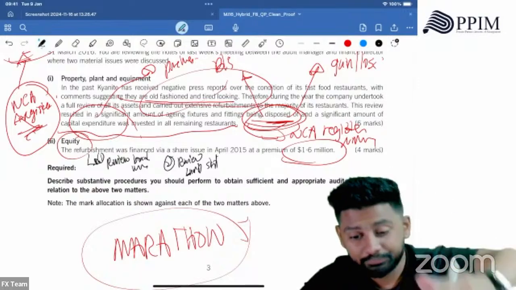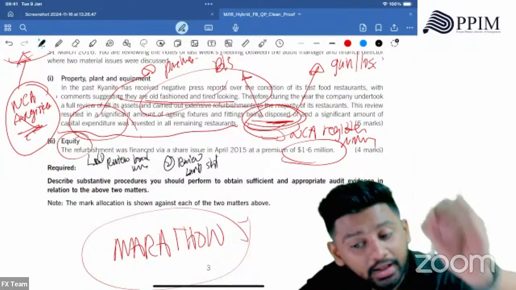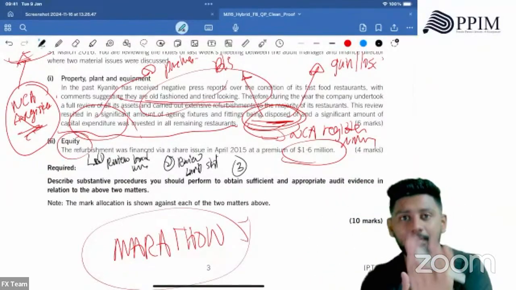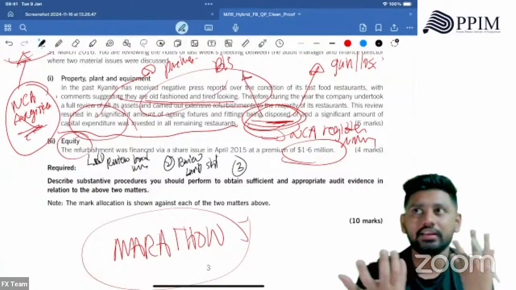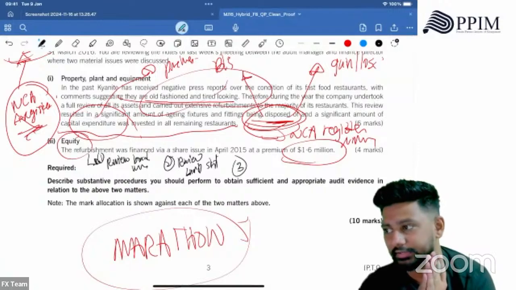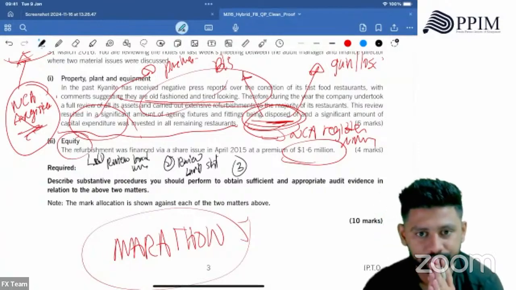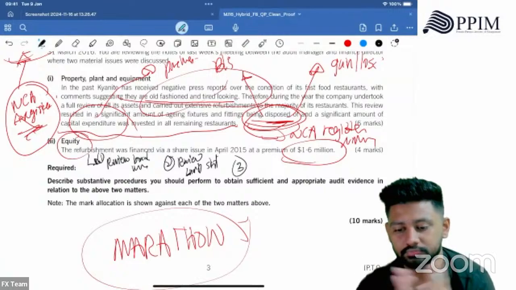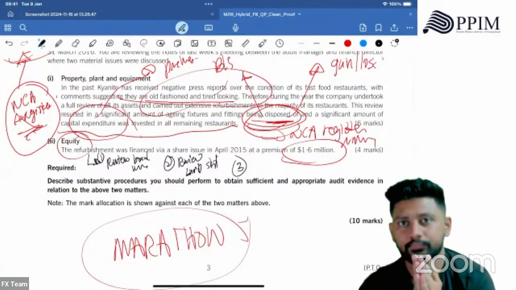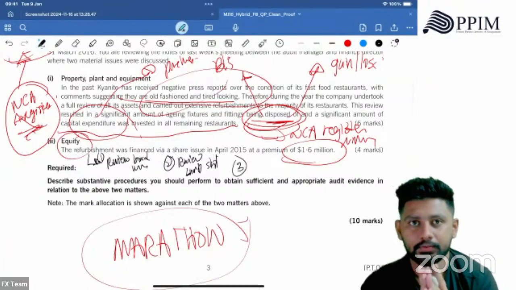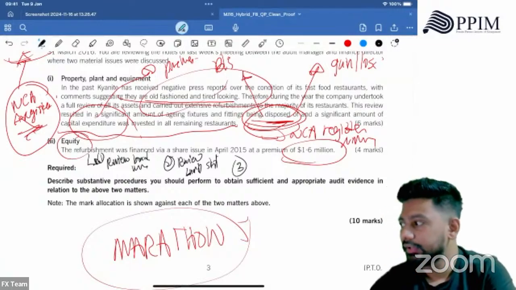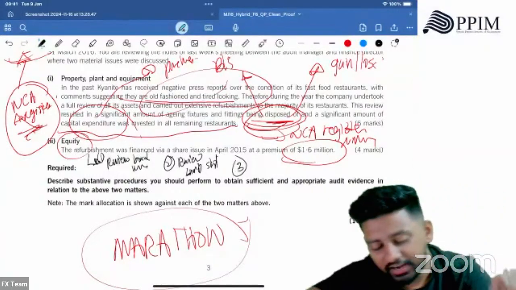So you're going to review the bank statement to confirm the receipt of 1.6 million, and you're going to review the financial statements because it's issued at a premium. If it's issued at a premium, where will it be reflected? Issued at a premium means how is it accounted? Equity and share premium. Well done, Abdullah.